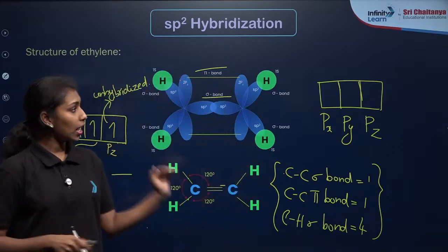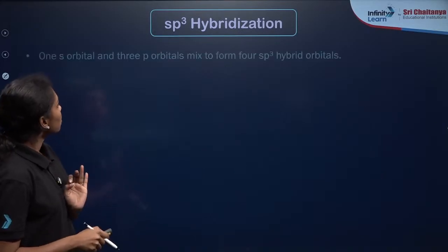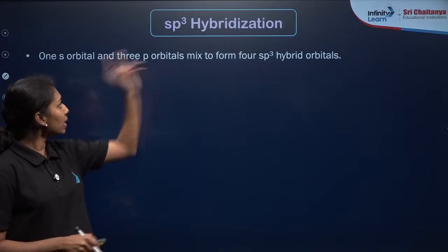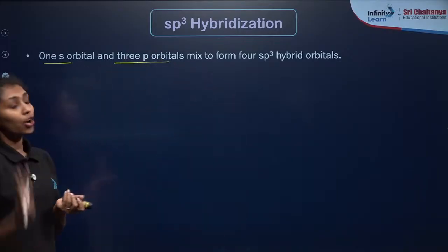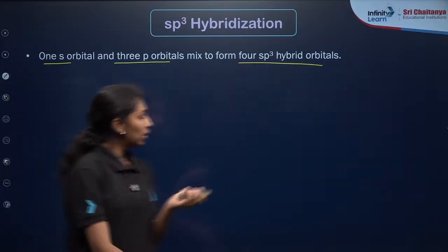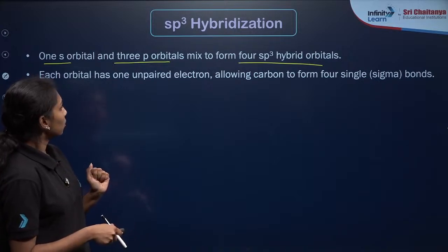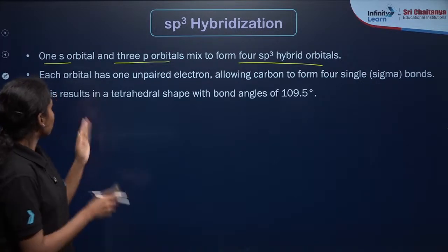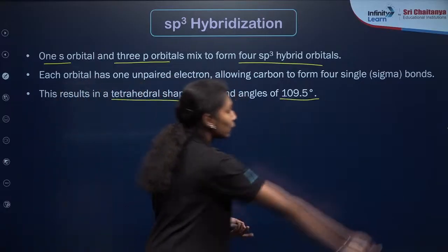Now we will be moving to the last type of hybridization, that is the sp3 hybridization. What do you mean by sp3 hybridization? One s orbital and three p orbitals combine to form four sp3 hybridized orbitals, or four sp3 hybrid orbitals. So it will have the tetrahedral shape and the bond angle of 109.5 degrees.